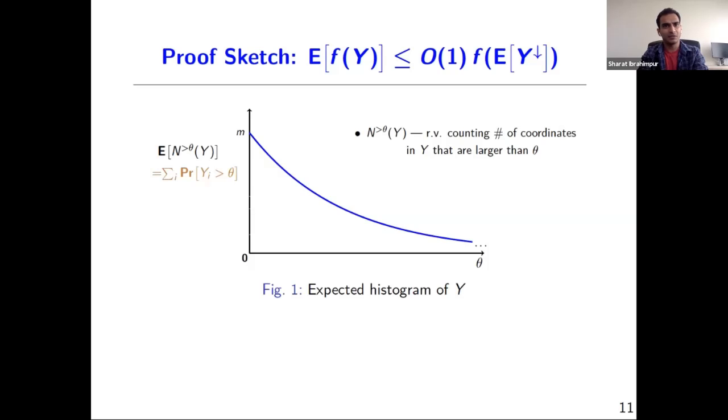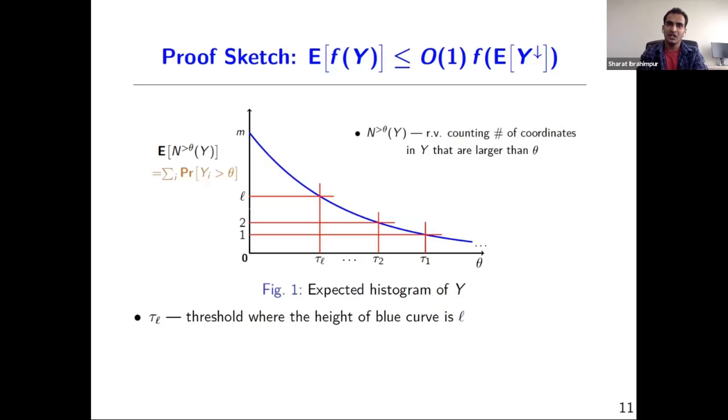This curve is simply the sum of upper cumulative distribution functions of the coordinates of y. For convenience, we refer to this curve as the expected histogram curve. Of special interest to us are thresholds tau L, where the height of the blue curve is L. I've also marked thresholds tau 1 and tau 2. Let gamma 1 denote the area of the dotted region.